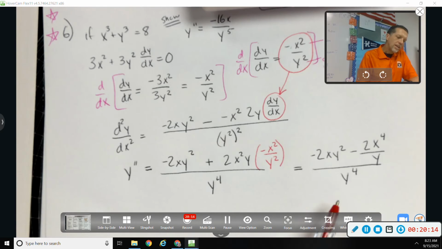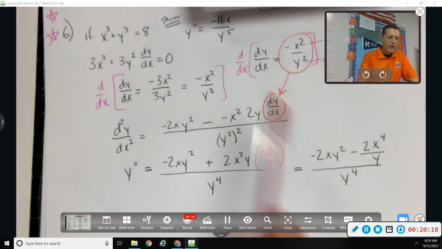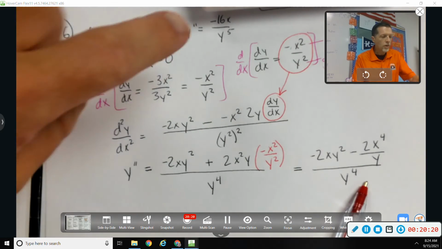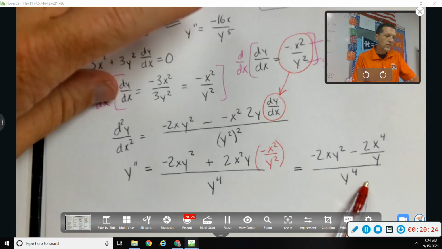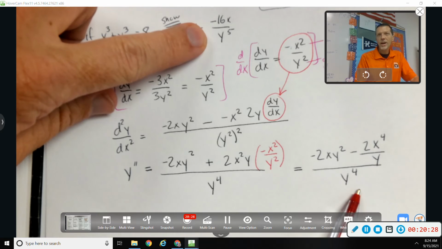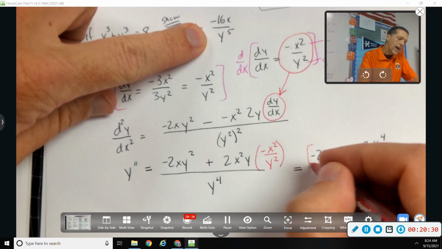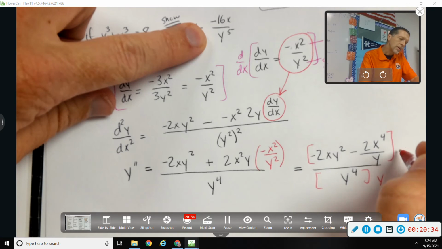Well, we are getting close, and we do need to keep looking at what we're headed for. We're not working this blindly. We are aiming for something. We know what we're supposed to get to. So we are aiming for this. And so you're right, I do need another y in the bottom. So I think now is as good a time as any to multiply the top and the bottom by y.